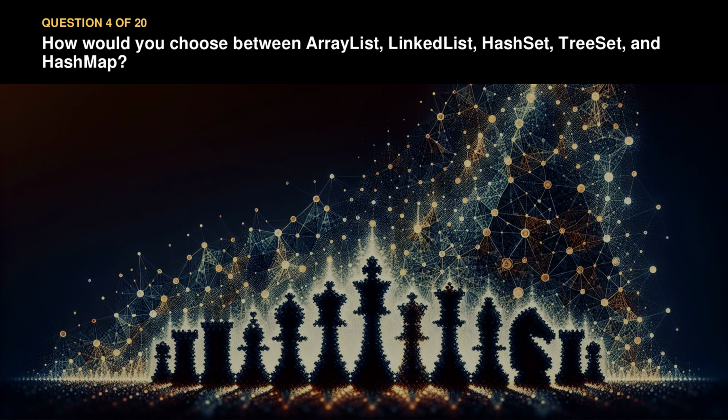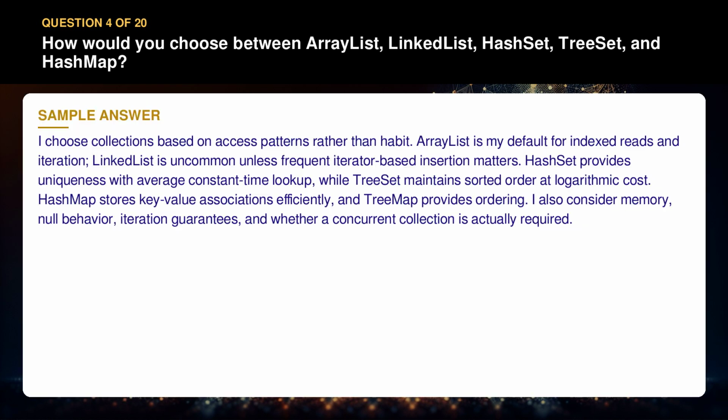Question 4. How would you choose between ArrayList, LinkedList, HashSet, TreeSet, and HashMap? I choose collections based on access patterns rather than habit. ArrayList is my default for indexed reads and iteration. LinkedList is uncommon unless frequent iterator-based insertion matters. HashSet provides uniqueness with average constant time lookup, while TreeSet maintains sorted order at logarithmic cost. HashMap stores key-value associations efficiently, and TreeMap provides ordering. I also consider memory, null behavior, iteration guarantees, and whether a concurrent collection is actually required.